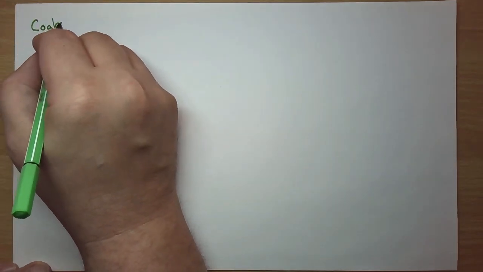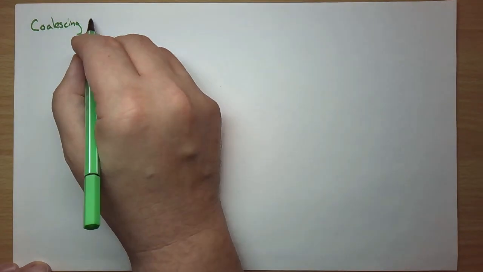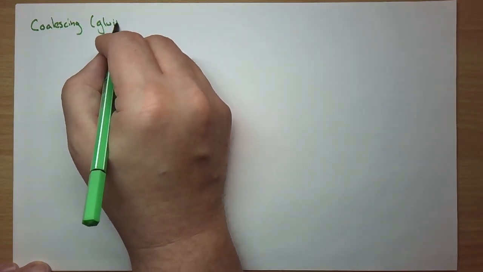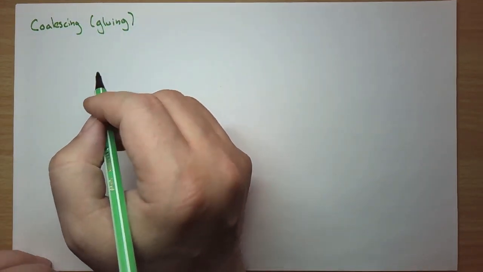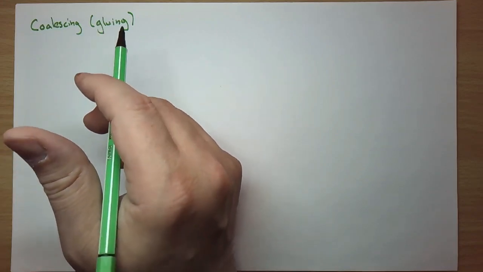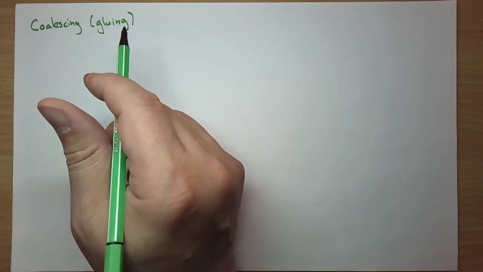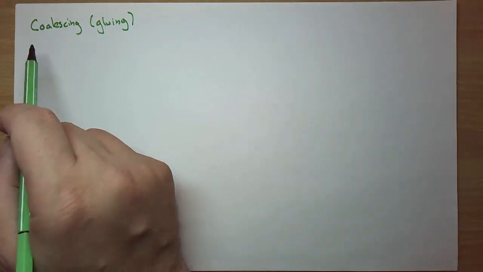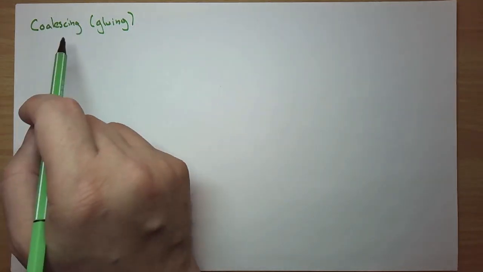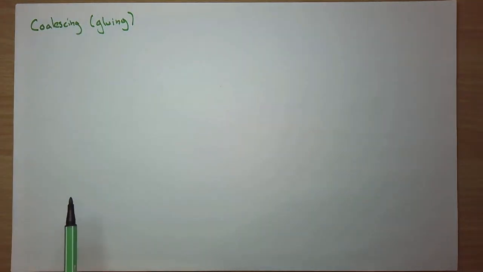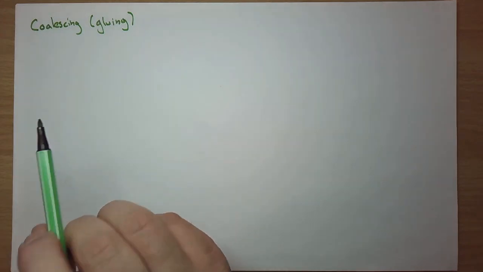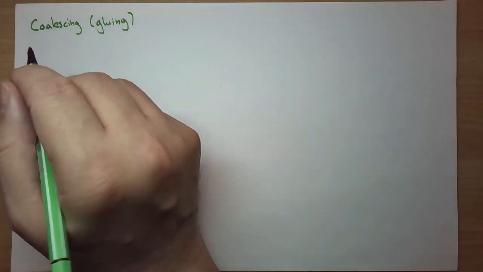All right, so I want to talk about something called coalescing. And you could also call it gluing. I like to say gluing just because that's a word that I can spell correctly more frequently than coalescing is. But that is the correct spelling of coalescing. I don't want you to think, oh, Steve just guessed on that. No, that is the right way to spell coalescing.